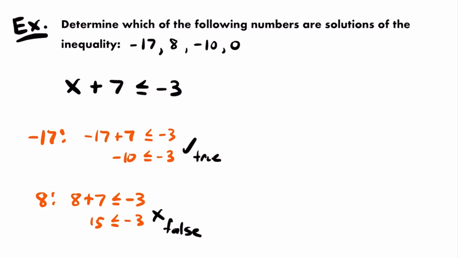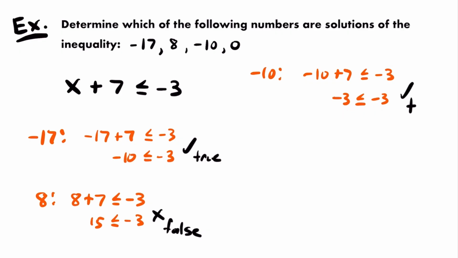But now let's check negative 10. If we plug negative 10 in for x, we'll have negative 10 plus 7 is less than or equal to negative 3. And negative 10 plus 7 is negative 3. So we'll have negative 3 is less than or equal to negative 3, and that is a true statement. Negative 3 is less than or equal to negative 3. In fact, it's equal because both sides are negative 3.